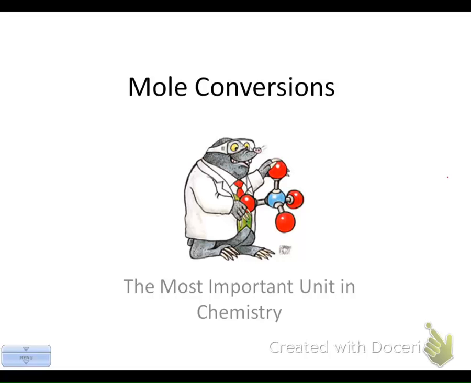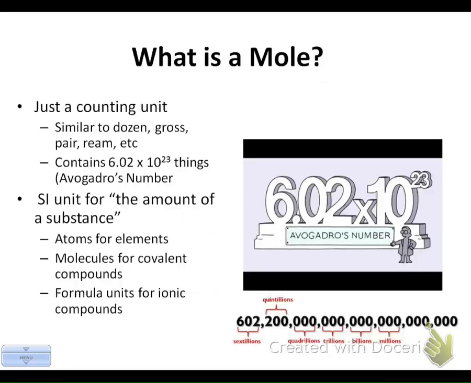In this lesson, we're going to talk about the most important unit in all of chemistry, and that is the mole. The mole is a counting unit. It is very similar to other counting units that you use every day, such as dozen. The word dozen means 12. Gross means 144. Pair means 2.